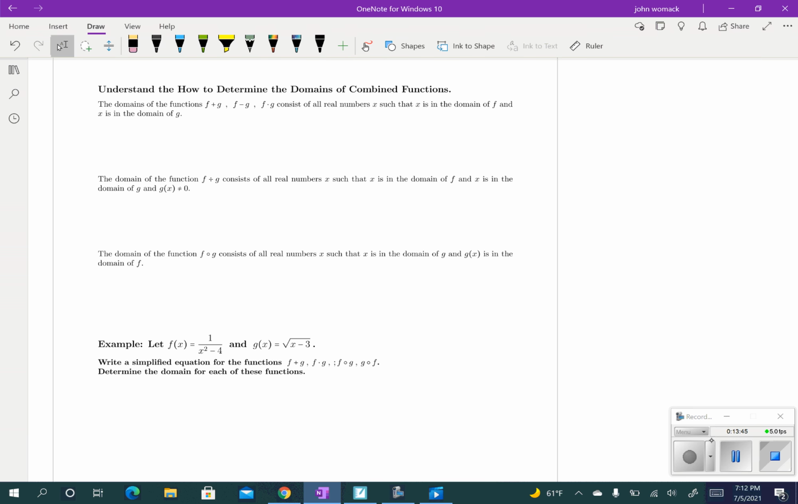This first one says the domain of the functions f plus g, f minus g, and f times g just consist of all the numbers x such that x is in the domain of f and g. So if you're adding, subtracting, and multiplying, all you do is ask what's the domain of f, what's the domain of g, and the domain of the combined function has to be the domain of both of them. That's what I mean by up here.